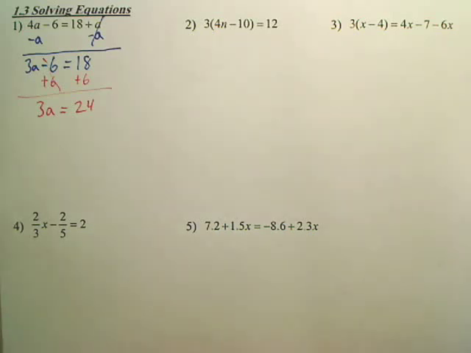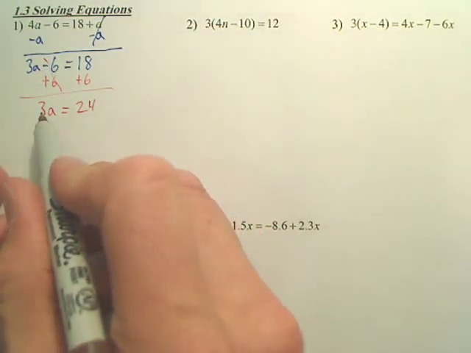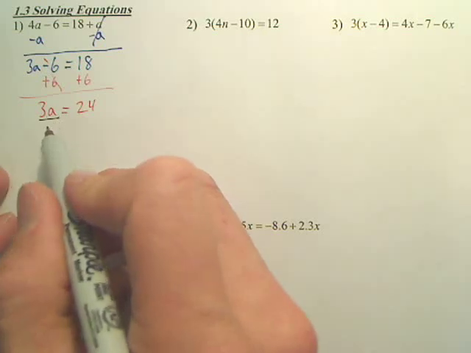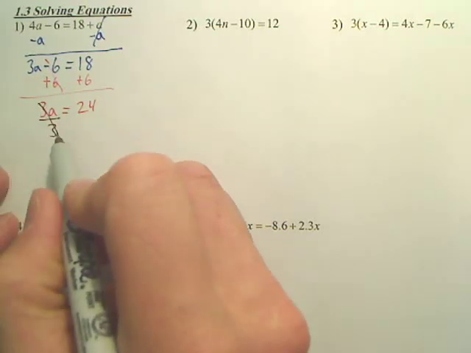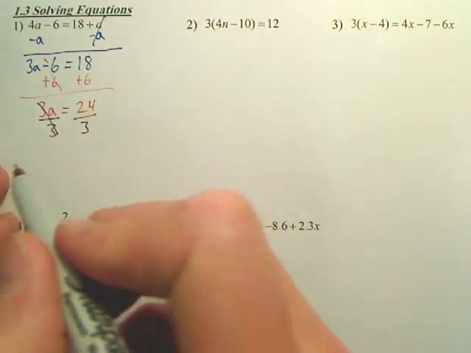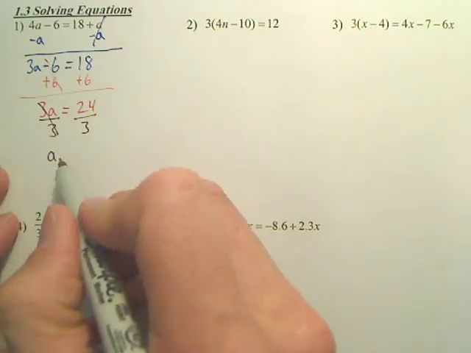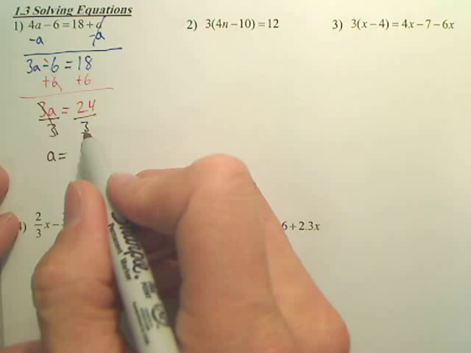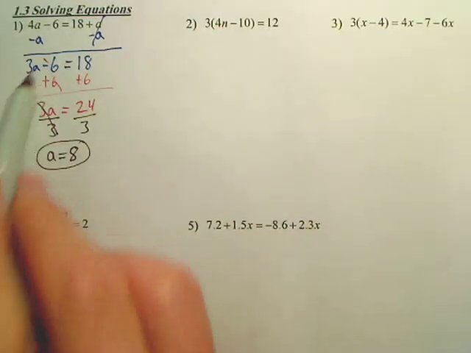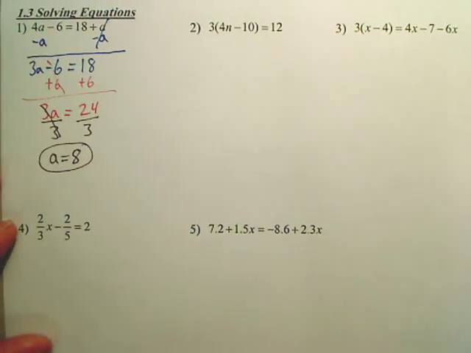Because you go 3 times what is 24? But what technically do you do to get rid of that 3? That's multiplied by a, so we divide it off. And you got to do it to this side. Whatever you do to one side, you do the same thing to the other. And 24 divided by 3 is 8. If you plug the 8 up top, you get same answers on both sides.